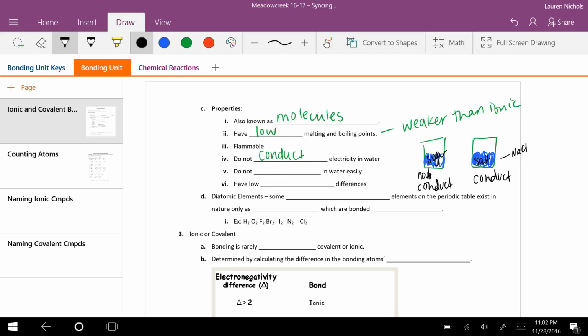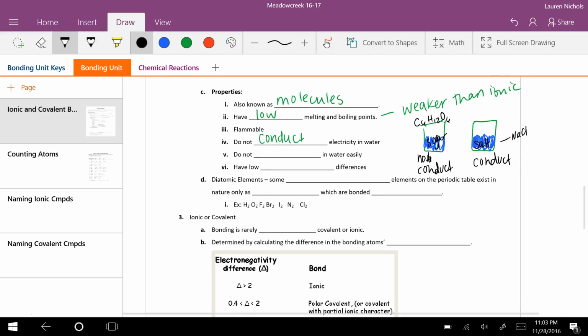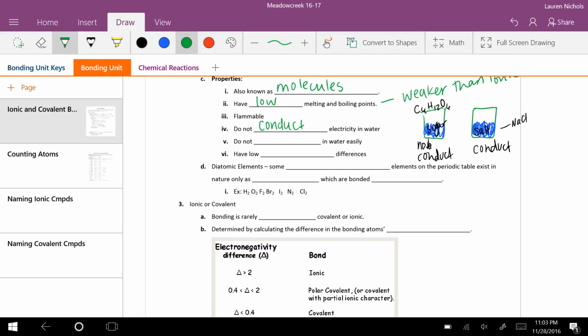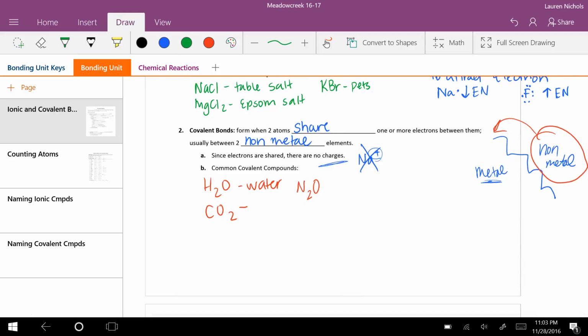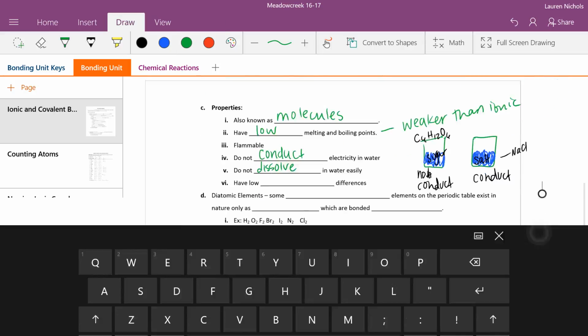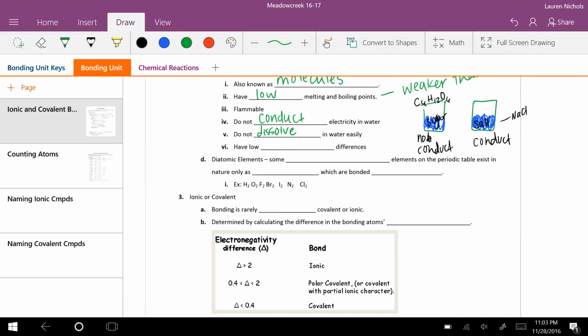Now, to show you how I know sugar is covalent, sugar is C6H12O6. All three of those elements are nonmetals, and you'll be able to determine that they are covalent. Now, back to our properties. They do not dissolve in water easily. I know we just used sugar as our example, and sugar does dissolve pretty easily, but with other things like carbon dioxide and NOS, a majority of covalent compounds are not going to dissolve easily. They also have low electronegativity differences. They're all kind of close to each other on the periodic table, so the difference between those two values is going to be very low.